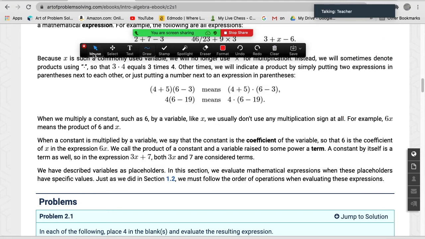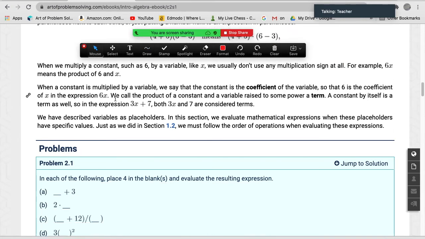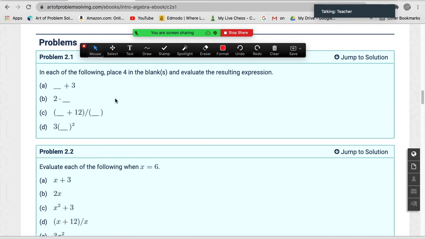Now let's see some examples here. In each of the following, place 4 in the blanks and evaluate the resulting expression. So here is a blank. They ask you to put 4 here. What is the value you get?